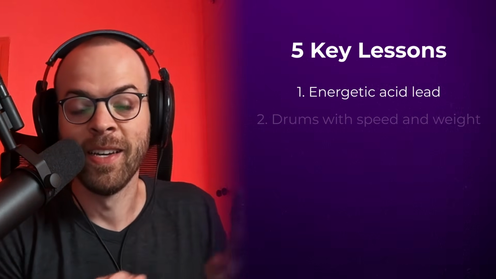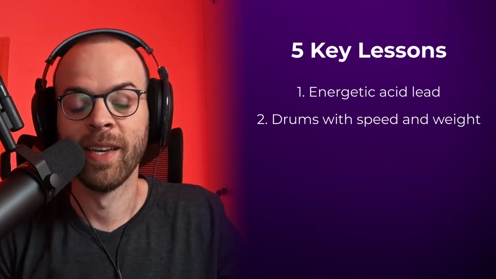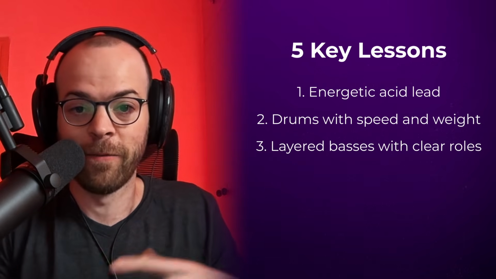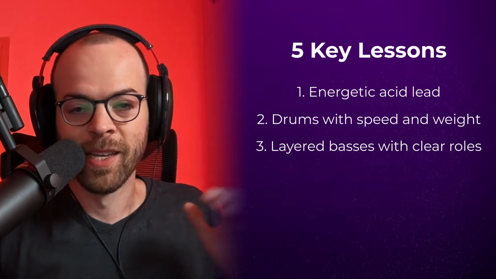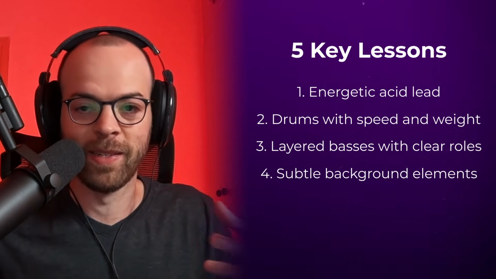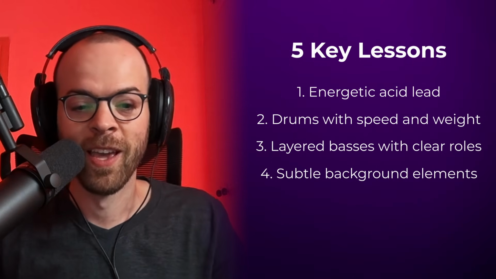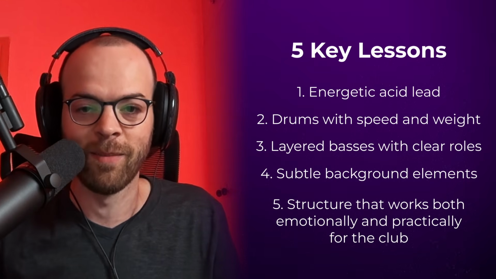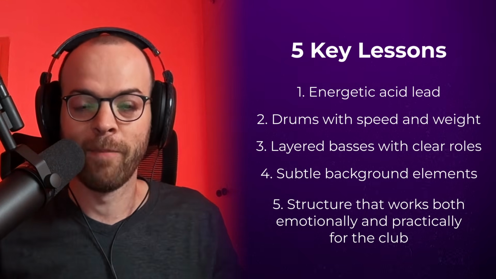So these are the 5 key lessons for stronger techno tracks. An energetic acid lead, drums with a lot of speed and weight, layered basses with a lot of rolls, so essentially they're layering each other and filling different spaces in the sound. Subtle background elements to complement and to create variation in your sound, and a structure that works both emotionally and practically for the club, that is also dynamic and makes the song keep on getting more and more energetic, essentially making the crowd go wild.